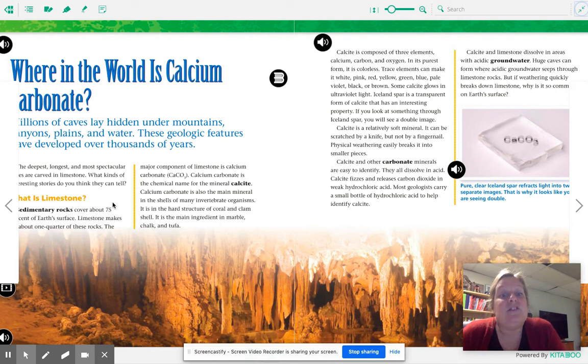Calcium carbonate is also the main mineral in the shells of many invertebrate organisms. Think about what invertebrate means. What does invertebrate mean? Backbone, no backbone. No backbone. It is the hard structure of coral and clamshell. It is the main ingredient in marble, chalk, and tufa.